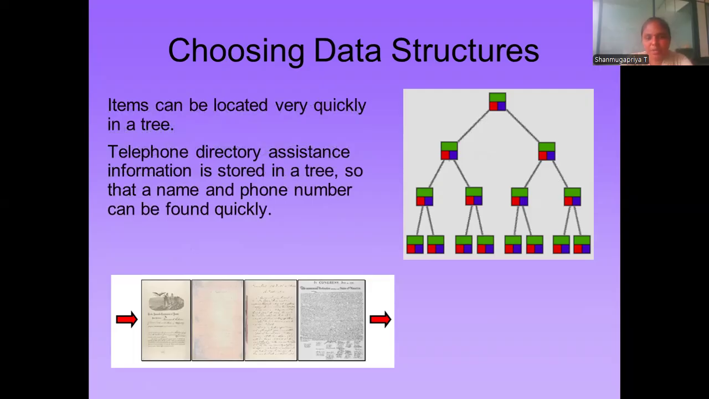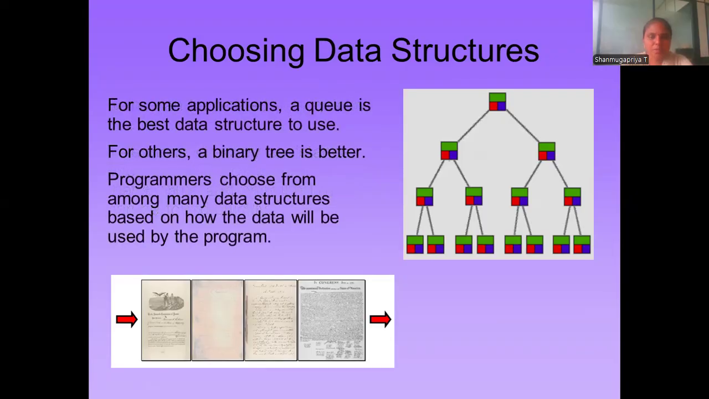Items can be located very quickly in a tree. Telephone directory assistance information is stored in a tree so that a name and phone number can be found quickly. The telephone directory is the best example representing a binary tree. For some applications, a queue is the best data structure to use. For others, a binary search tree is better. The programmer chooses from among the many data structures based on how the data will be used by the program.